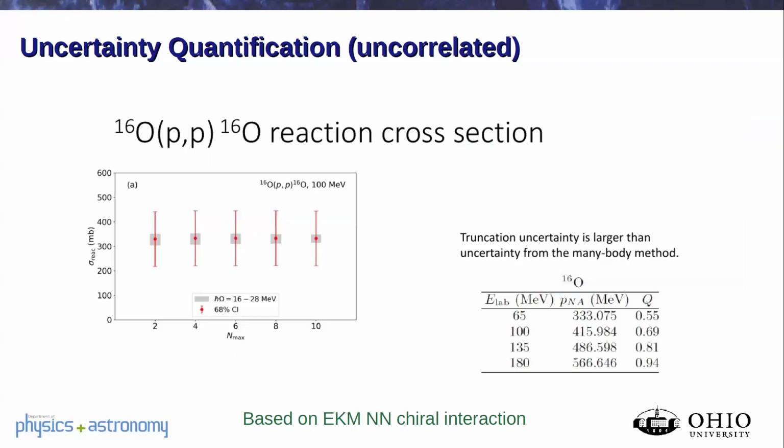It's work mostly done by Robert Baker and a student of mine. Uncorrelated, this is the reaction cross-section for oxygen. Basically the 68% confidence interval is this, and this was the H bar omega band from 16 to 28. So the confidence interval is bigger than the H bar omega error.